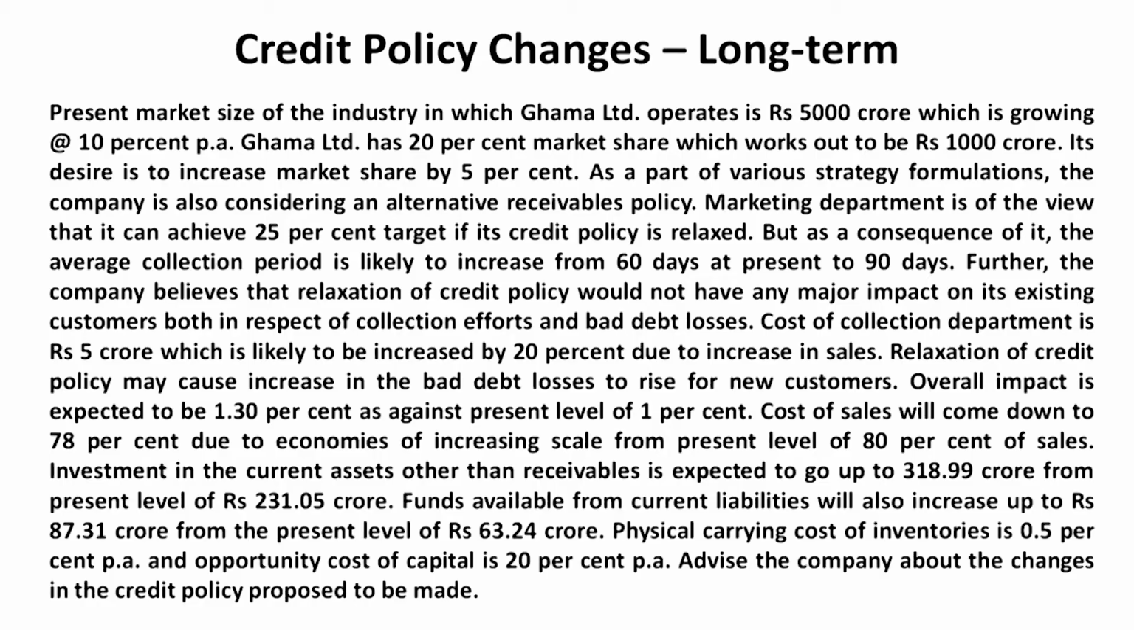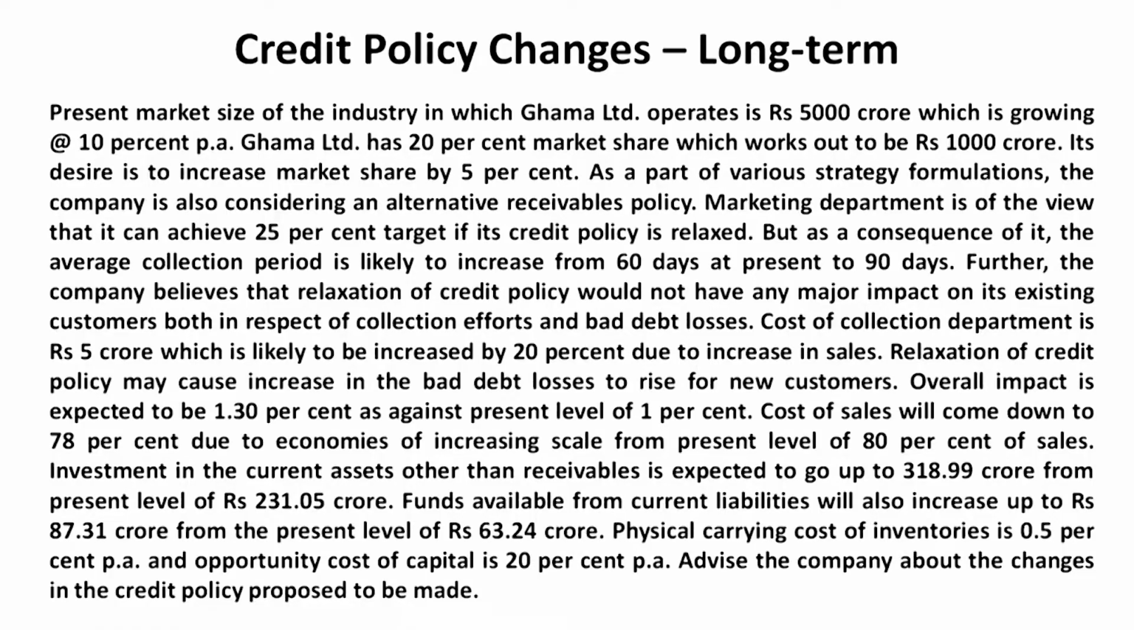Funds available from current liabilities. So it is not only going to increase the investment in the current assets, but funds available from the current liabilities, from the spontaneous finance, that is the suppliers credit and the expense credit, is also going to increase, up to rupees 87.31 crores from the present level of 63.24 crores. So there is an increase of about 24 crores of funds available from the current liabilities, from the spontaneous finance; the others we have to arrange.